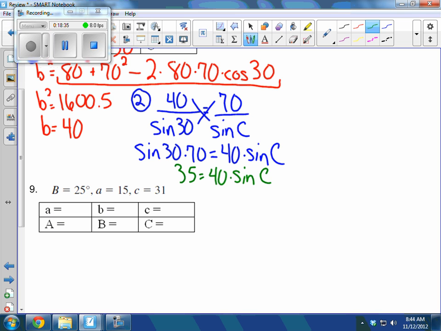And now to get C by itself, what I'm going to do is divide by 40, because to get C by itself, I have to move the 40 in the sine. So the first thing I'm going to do is move the 40. And when you divide there, you get 0.875.